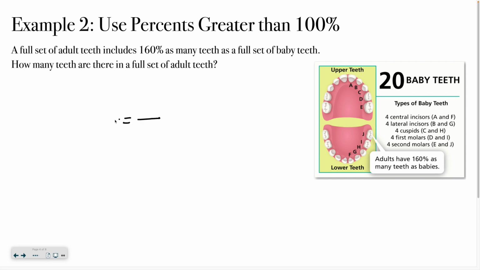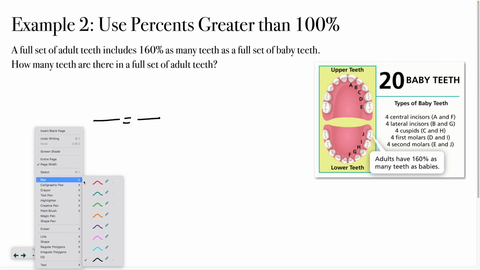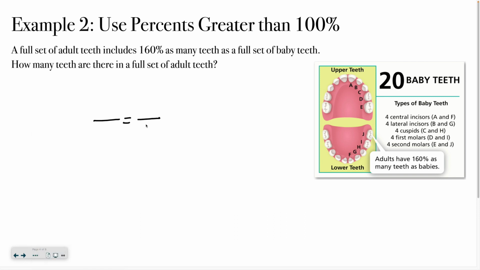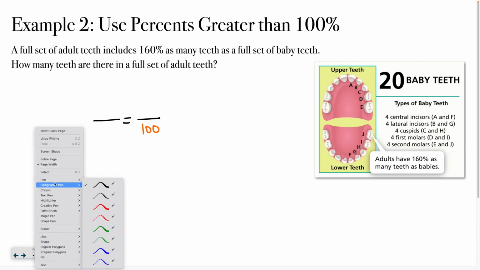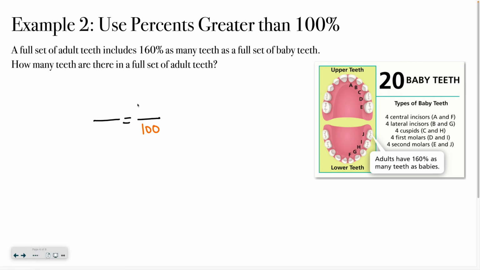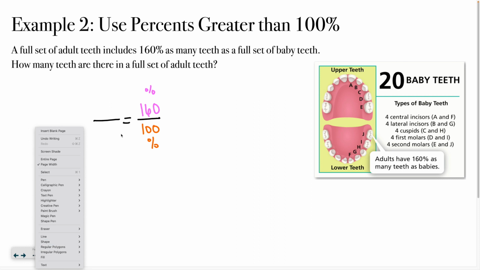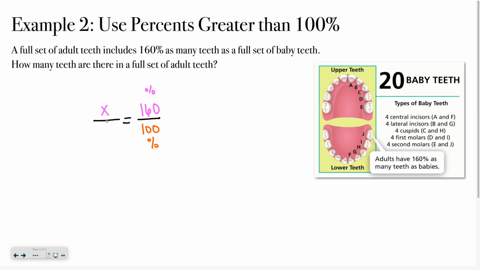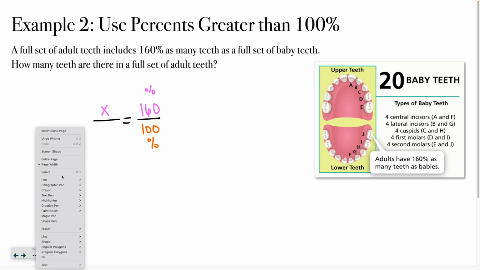So how do we set this up? Again, you're going to just use 100 in that same spot, okay? And then the new percentage that we're looking at is 160. So you can see I'm still going to do my percentages like I did on the last two problems. It just looks a little different because the bigger number's on top, and that's perfectly fine. Okay, so that 160% represents the number of adult teeth, which we don't know what that is.